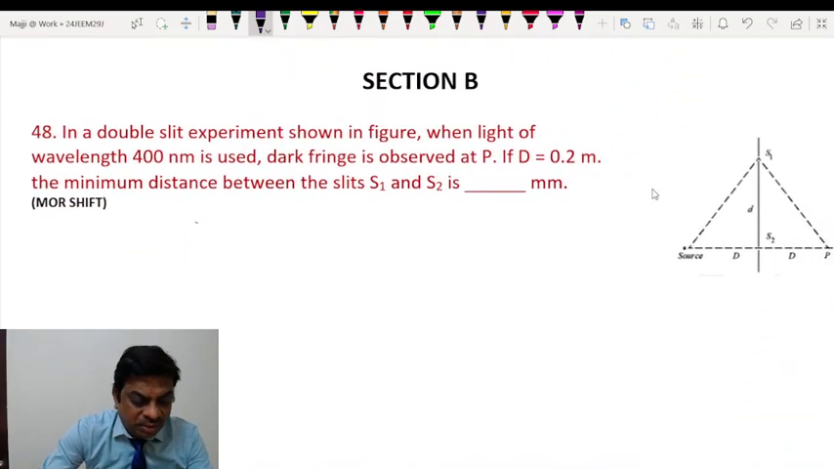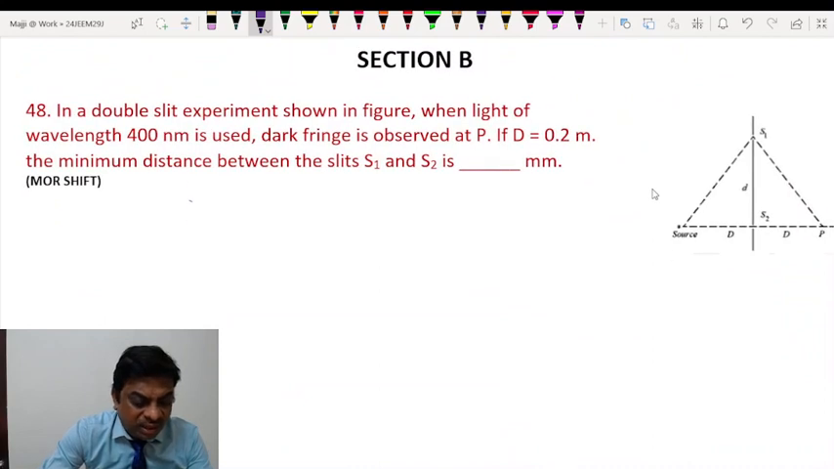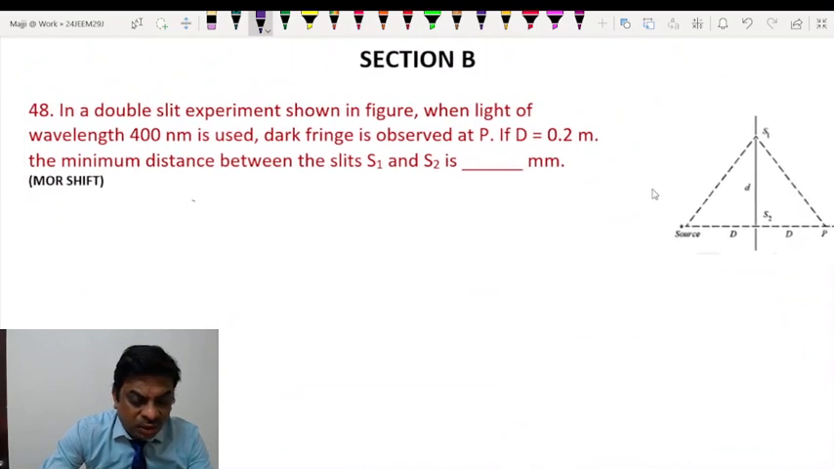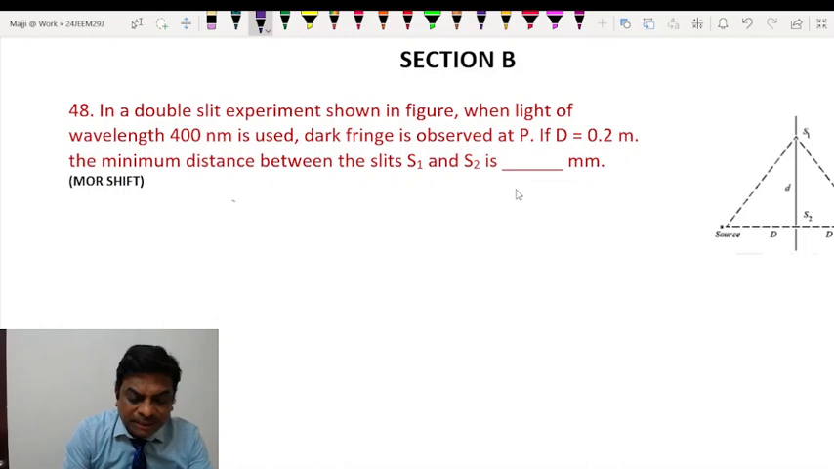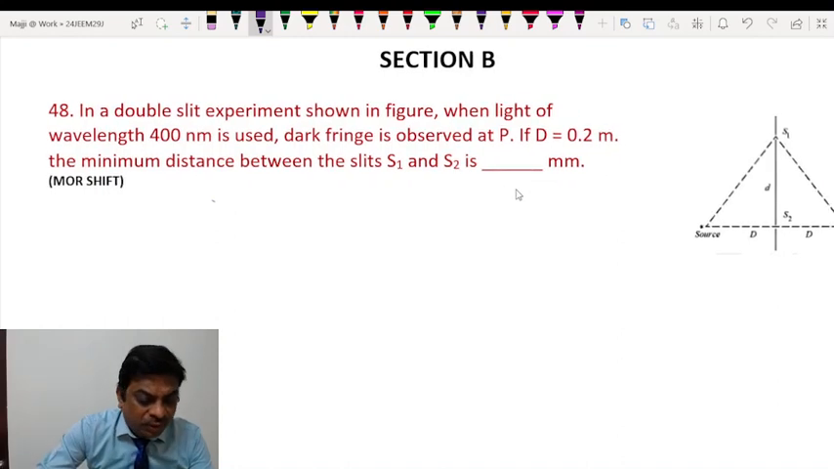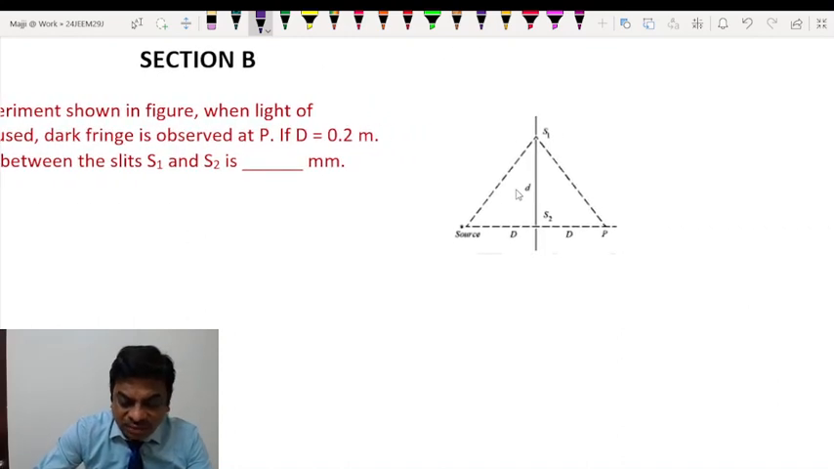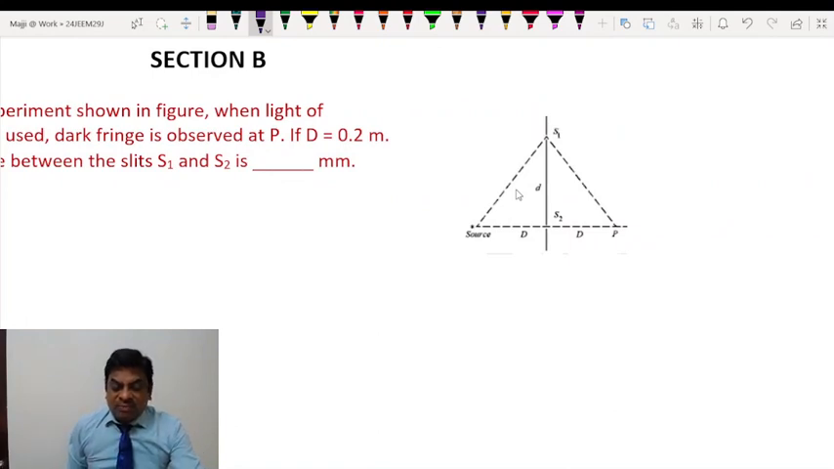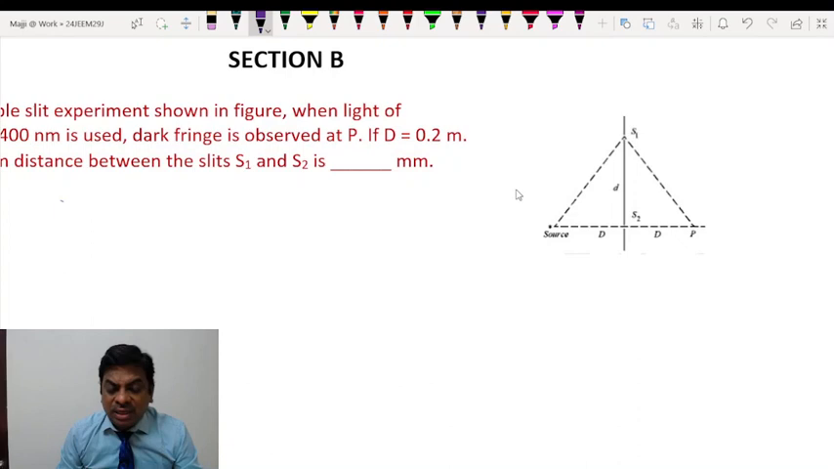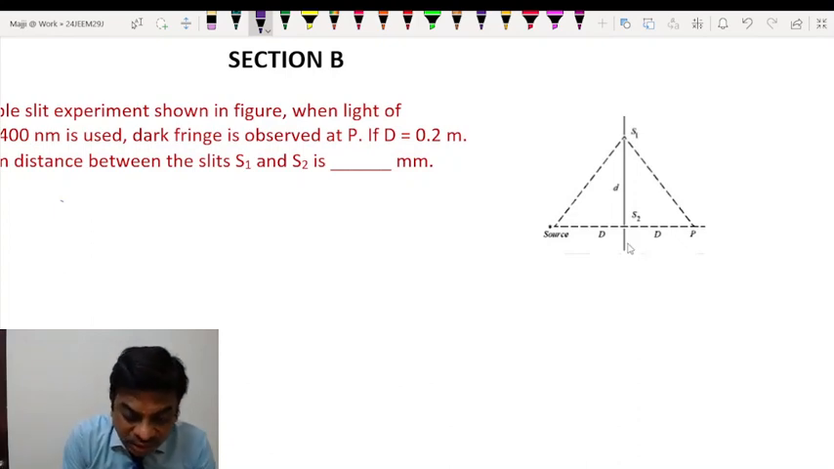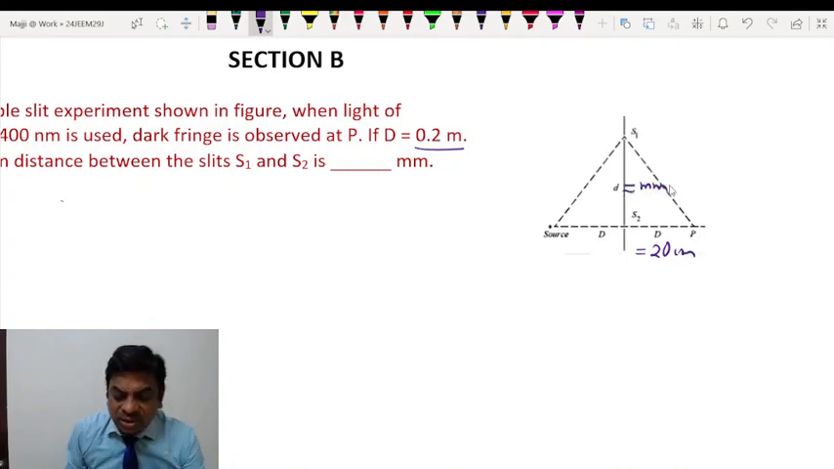Then coming to section B, in a YDSE shown in figure, when light of wavelength 400 nanometers is used, dark fringe is obtained at P. D equal to 0.2 meter, find the minimum distance between the slits. This is the figure, students. Okay, figure is not to the scale, so it's not very appropriate, because D is 0.2 meter. 0.2 meter means 20 centimeter, and this will be a few millimeter. So certainly it's not according to the scale.